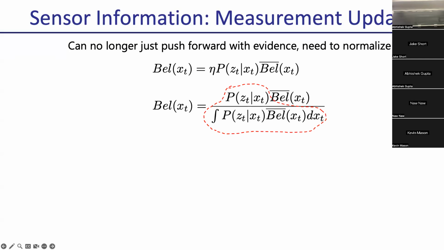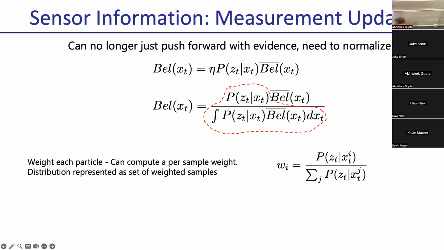And so you had a set of unweighted particles at belief bar. To get the set of particles at belief, you can represent the distribution by a set of weighted particles. So you no longer just have a set of particles, you have particles and weights. And those weights are basically P of zt given xt divided by the normalizing constant. Let's say you have a finite number of particles, you can think of the weight as P of zt given xt divided by the sum of P of zt given xt for all the other particles.